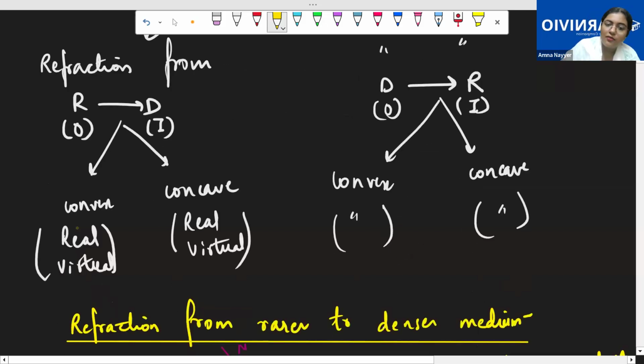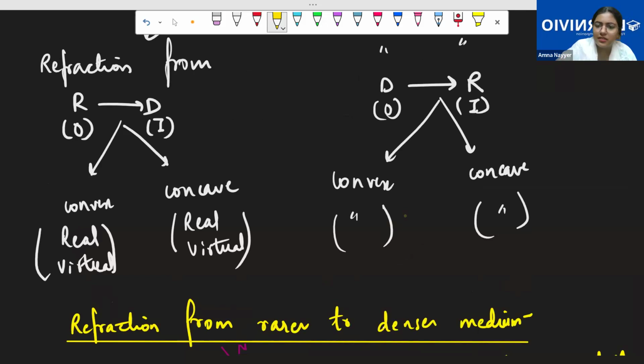Both cases are there for convex and concave surfaces. Basically you have two surfaces, convex and concave, rarer to denser, denser to rarer. Similarly this one, denser to rarer, rarer to denser, like this.